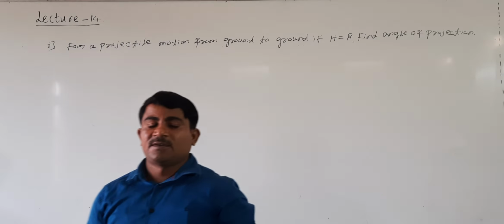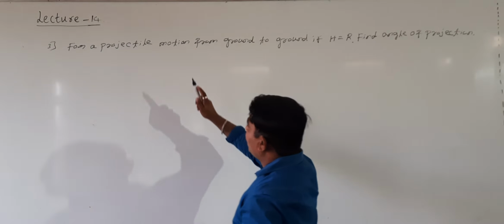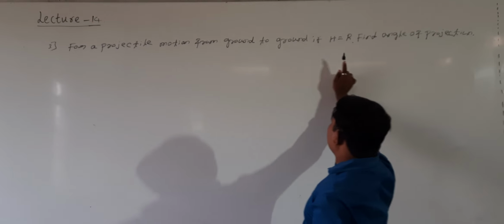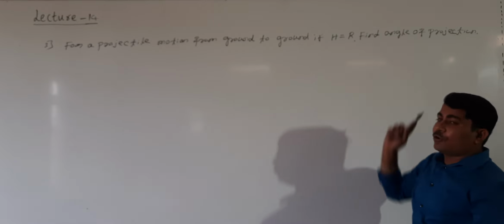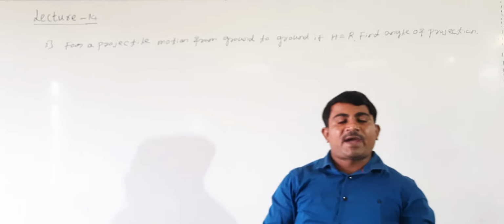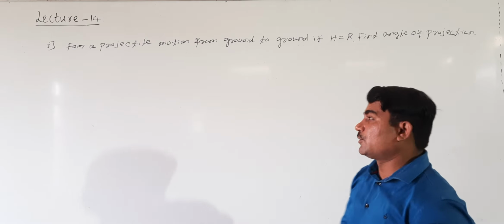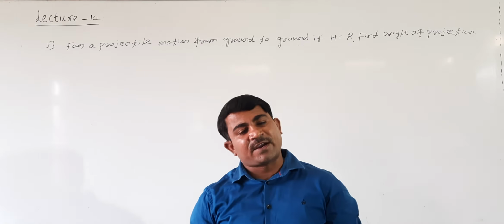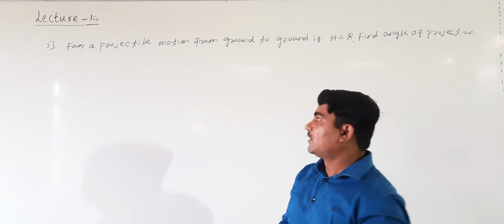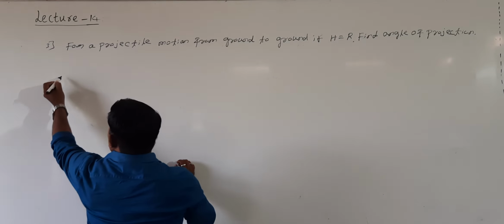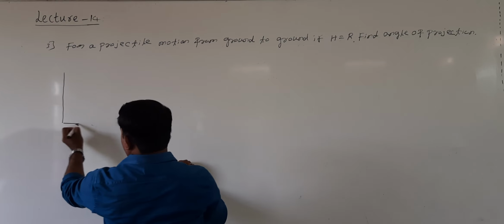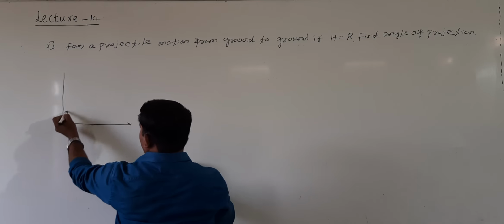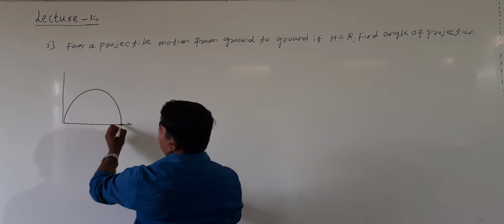Okay, students. The third numerical is for a projectile motion from ground to ground. If h is equal to r, h is equal to r means maximum height equal to range. Find the angle of projection. See here how the situation looks like. This is the projectile, right?